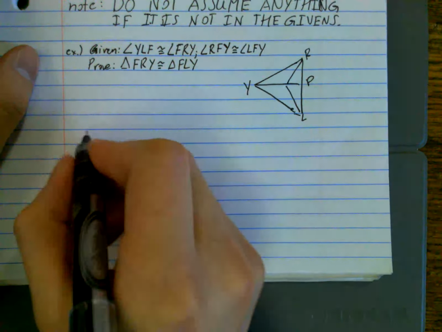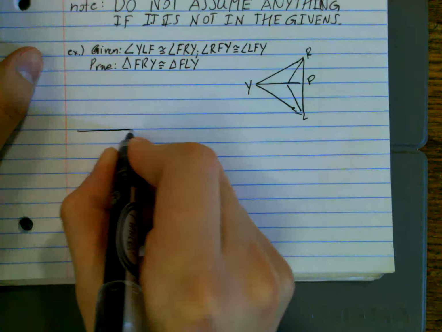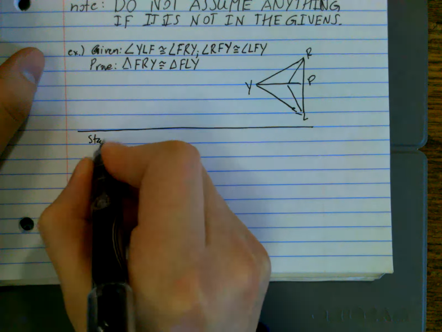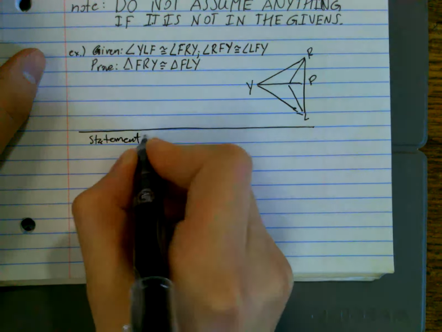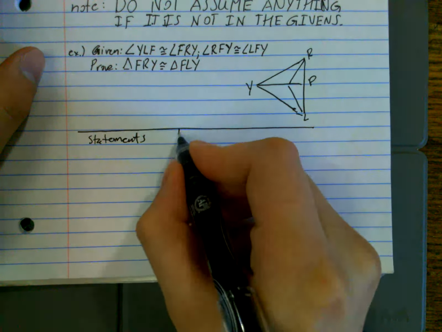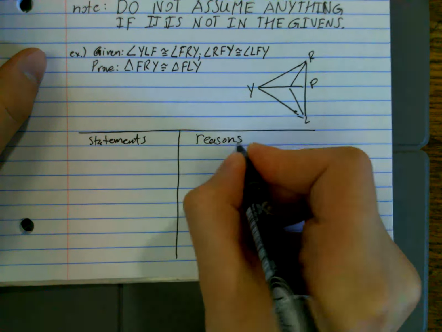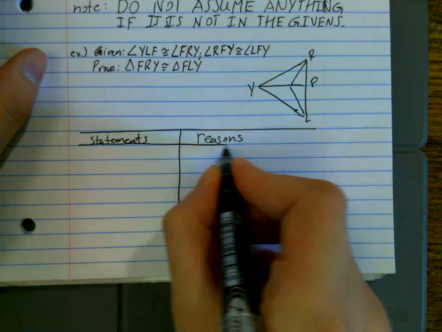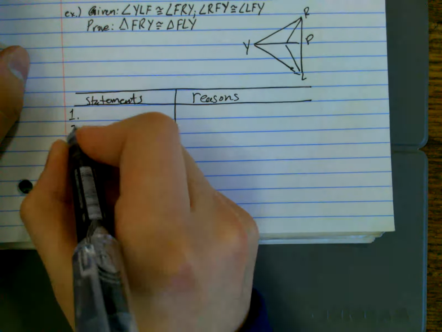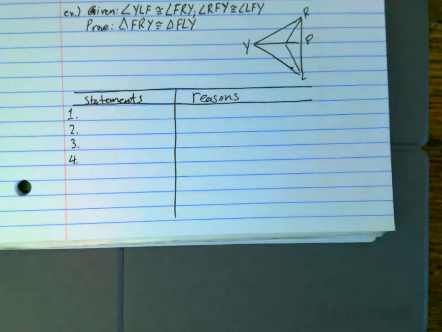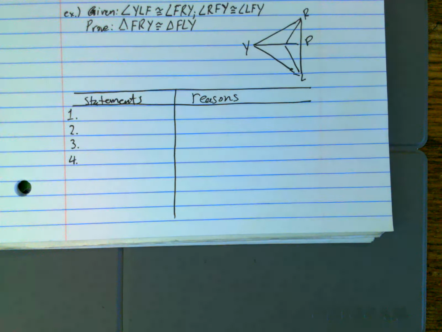Proof. And then, of course, we're going to have our statements and our reasons. Okay? And I like to put down usually three numbers to get me started.